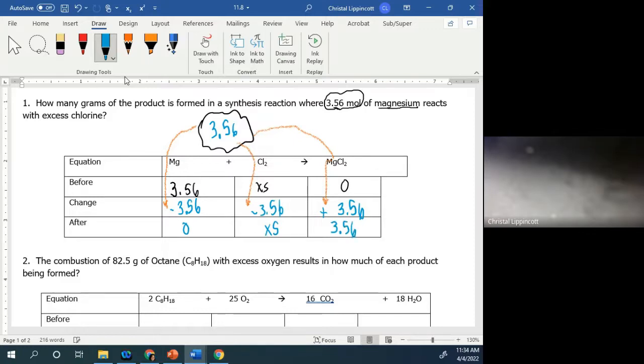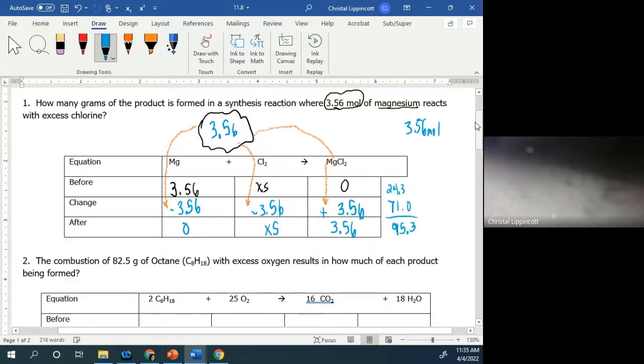What are my units on here? What's the only thing that goes in the table? Moles. So I've got 3.56 moles of the MgCl2. I need to multiply that by the molar mass for magnesium chloride. So I've got to figure out what that molar mass is. So I'm going to take 1 magnesium off the periodic table. That's 24.3. I'm going to take 2 chlorines. 2 times 35.5 is 71. And I add those together.